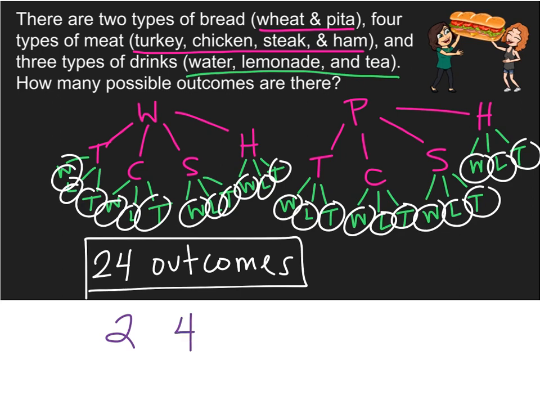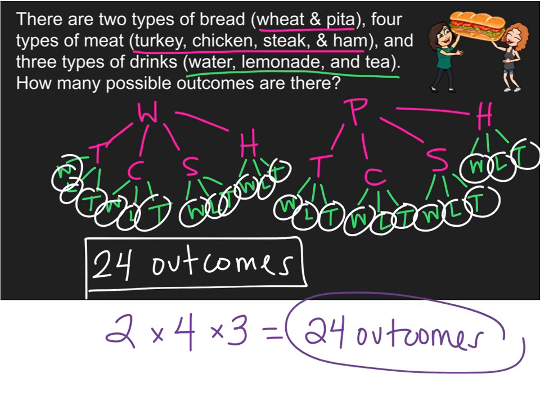And how many options for drinks? There were 3. So I just think about all the different categories, how many options were there in each category, and then, watch this magic, all I have to do is multiply them. So 2 times 4 is 8, 8 times 3 is 24 outcomes. We get the same answer either way. That is way quicker, obviously.